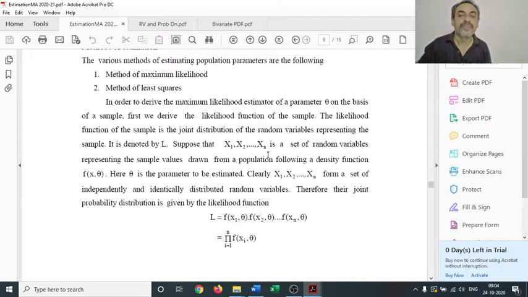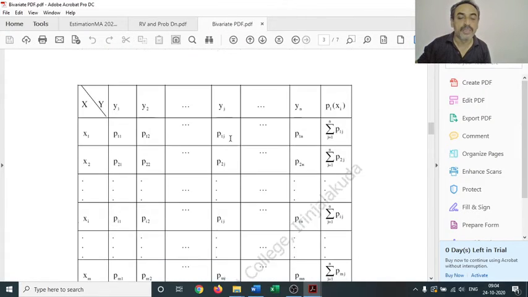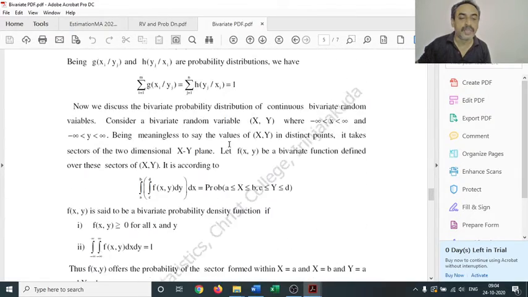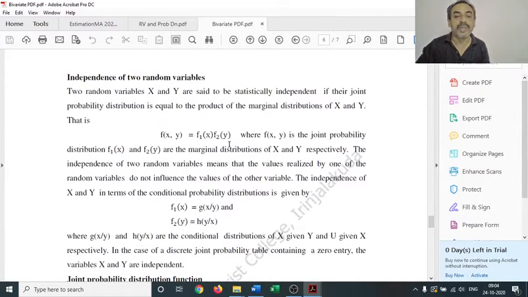Moreover, in the bivariate probability distribution, we have a property of independence. If two events are independent, we have the probability of A intersection B equal to the probability of A times the probability of B. When we come to the concept of random variables, the joint occurrence of two values of random variables, given by f of x comma y, the bivariate probability, is equal to f1 of x times f2 of y. That is the case of independence of two random variables.